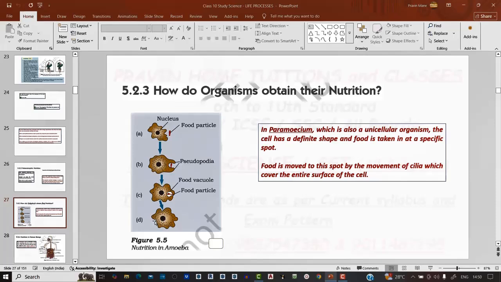In paramecium, the cell has a definite shape and food is taken in at a specific spot by the movement of cilia, which cover the entire surface of the cell. So this is the only difference. Amoeba goes towards the food particle, while paramecium takes the food particle at a fixed point and then it is taken inside the body and digested.